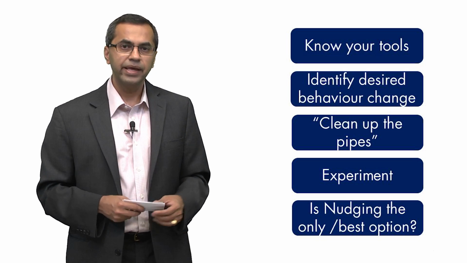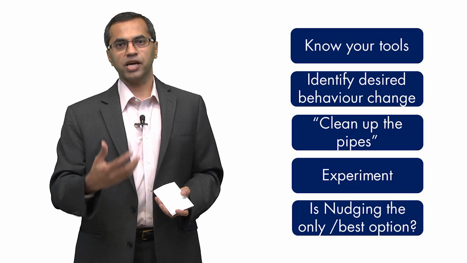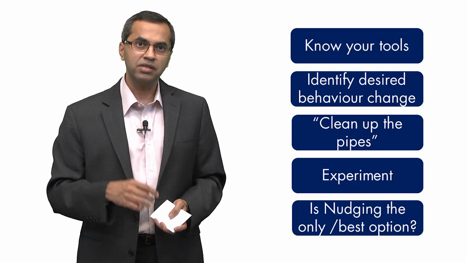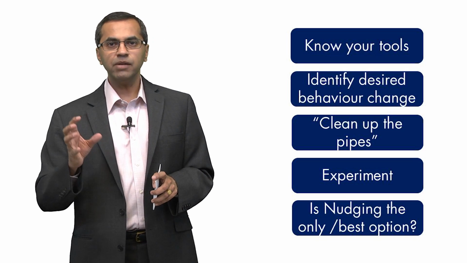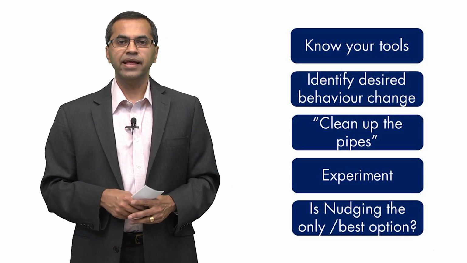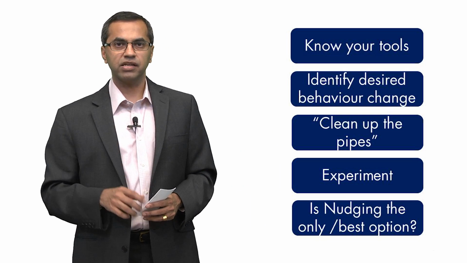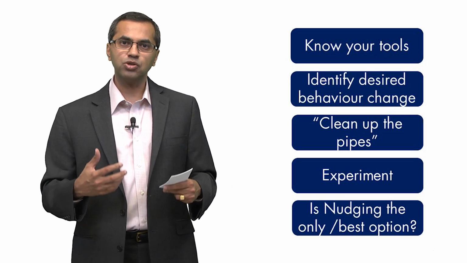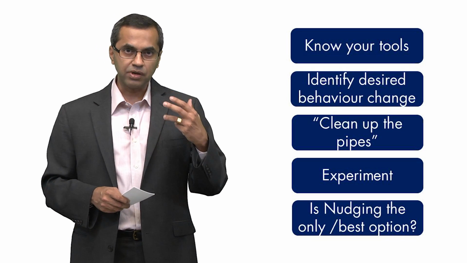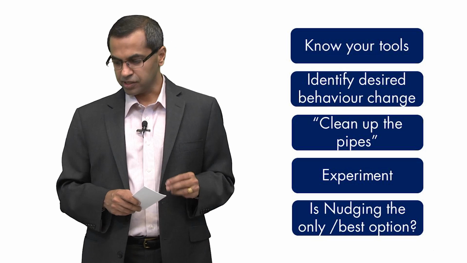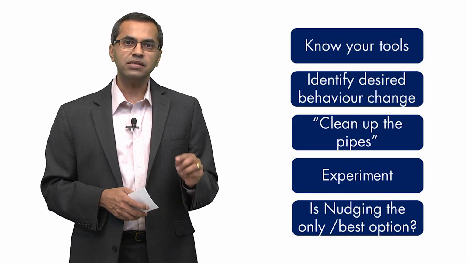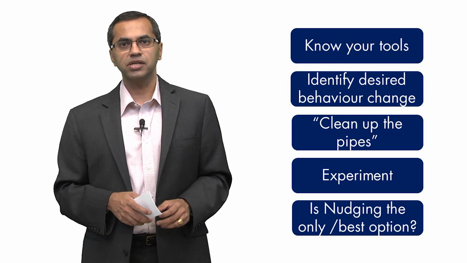Fourth, keep in mind that eventually you're going to need to experiment. Once you come up with a nudge, once you come up with an intervention, you need to be able to assign people to a control condition, some other people to the treatment condition, and then to be able to test for the effectiveness of the nudge. And so make sure that you have all of the processes in place that will allow you to come up with that particular experiment. And fifth, ask yourself the question, is nudging indeed the best option here?